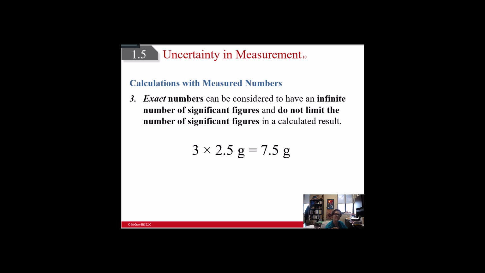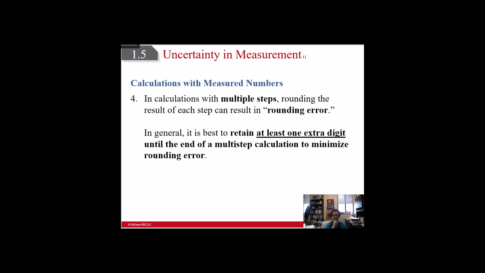Exact numbers, as we said before, have an infinite number of significant figures, so they do not limit the number of significant figures in a calculated result. Typically, the measurement is what's going to dictate how many of these significant figures you're going to be able to use, because if it's how many of it, that's an exact number. If it's a conversion factor, that's an exact number.